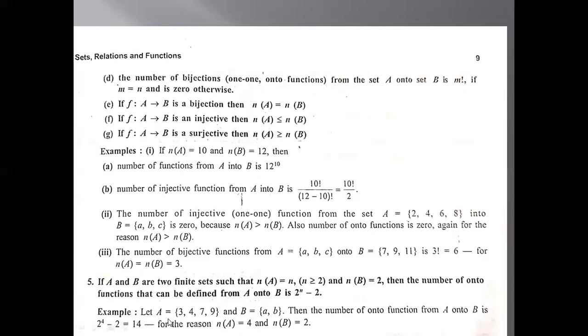For example, let A = {3, 4, 7, 9} and B = {a, b}. Then the number of onto functions from A onto B is 2 to the power 4 minus 2, that is equal to 14, for the reason that n(A) = 4 and n(B) = 2. By applying this condition, we can also find the number of onto functions which are defined from the set A to the set B.